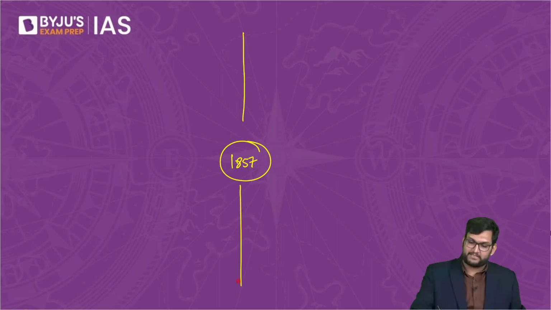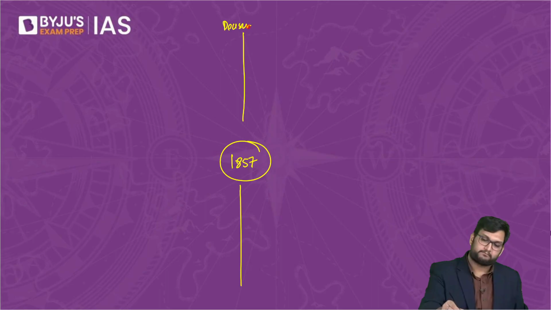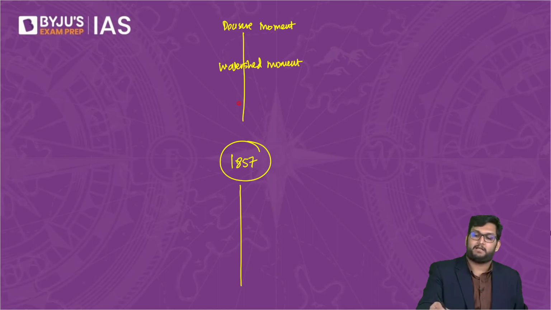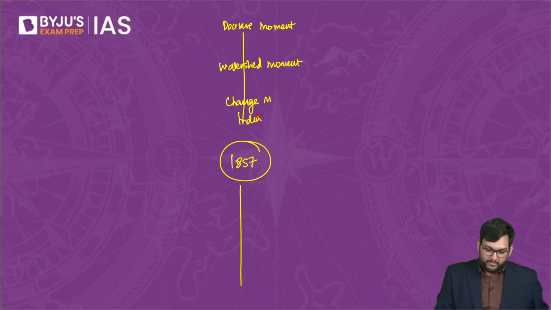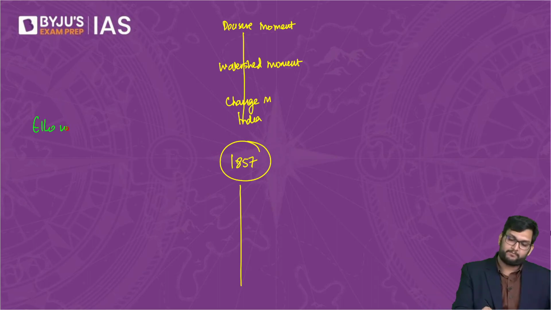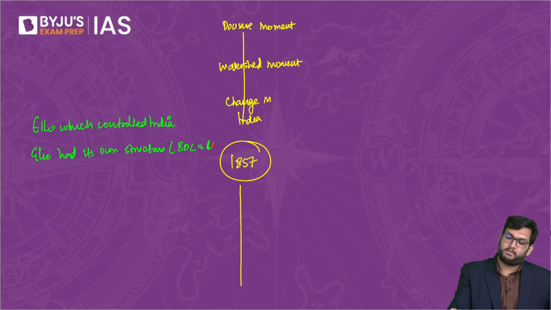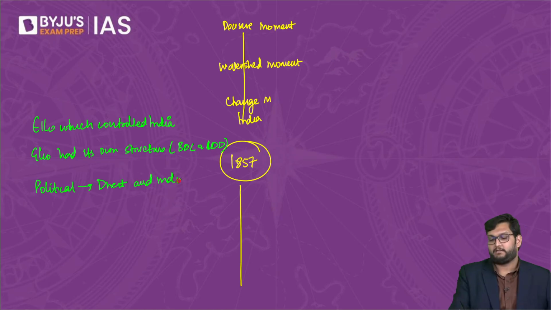Why is the revolt of 1857 considered a decisive moment, or what we call a watershed moment, or a shift or a change in India? It is called that because before it used to be the East India Company which controlled India. East India Company had its own structure, BOC and COD, and they were technically following a political policy of what we call direct and indirect conquest.